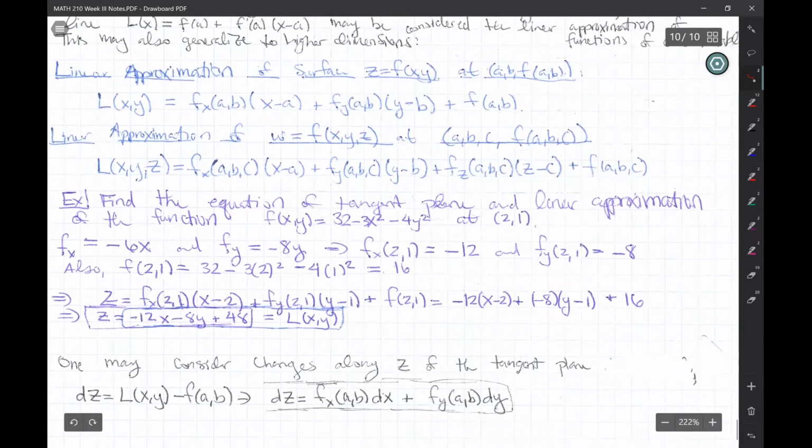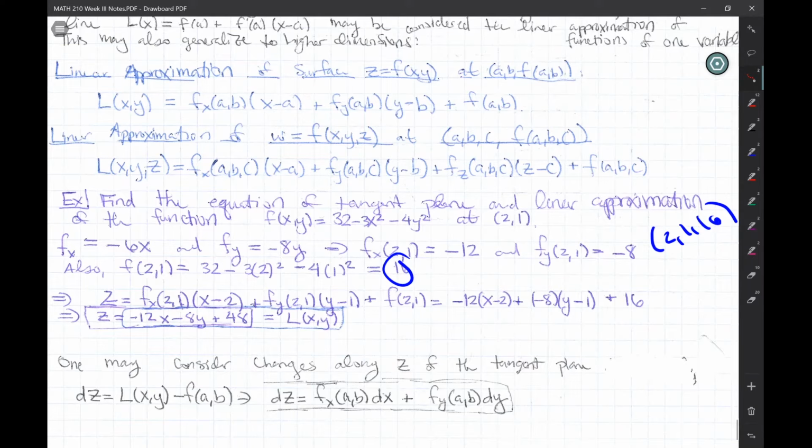So let's take a concrete example. We have the function given explicitly here. f(x, y) is equal to 32 minus 3x squared minus 4y squared. That is an explicit representation of that function. And we want the tangent plane at the point (2, 1), which, if you include the z value there, 16, would be (2, 1, 16) on that surface, the graph of that function. And we just basically use the formula that we have above.